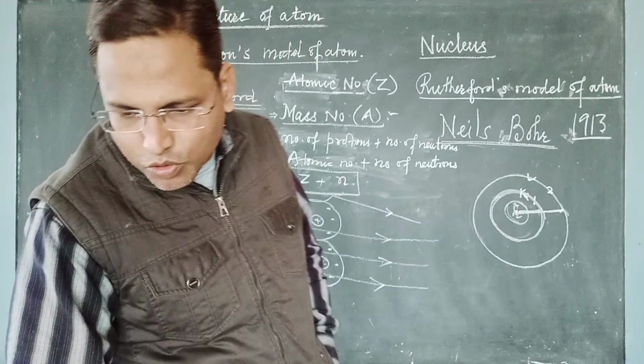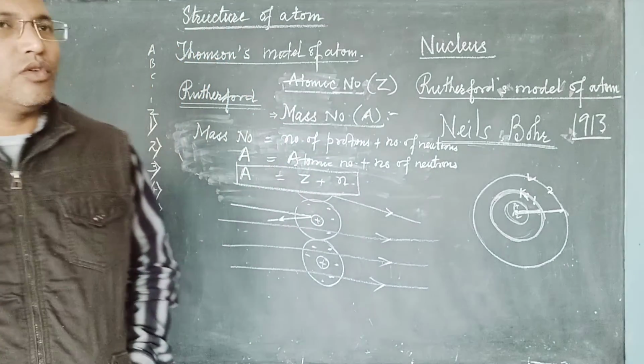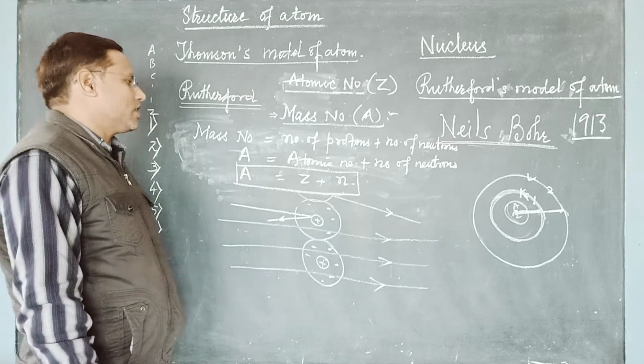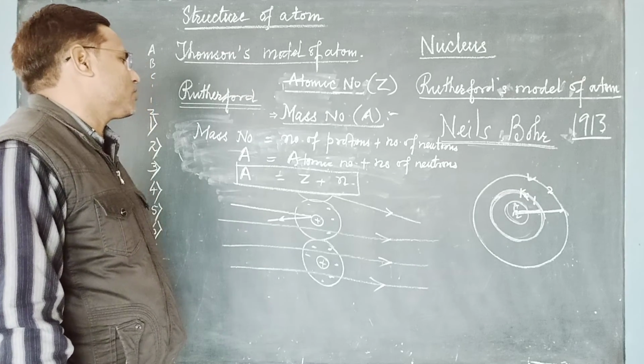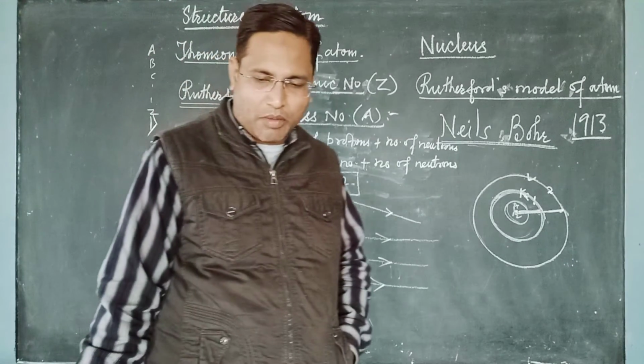So you may be asked numericals based on this, that you are given atomic number and mass number, find the number of neutrons. Or you are given number of neutrons and mass number, find the atomic number. Out of these three, only two may be given to you and the third one may be asked to find out.